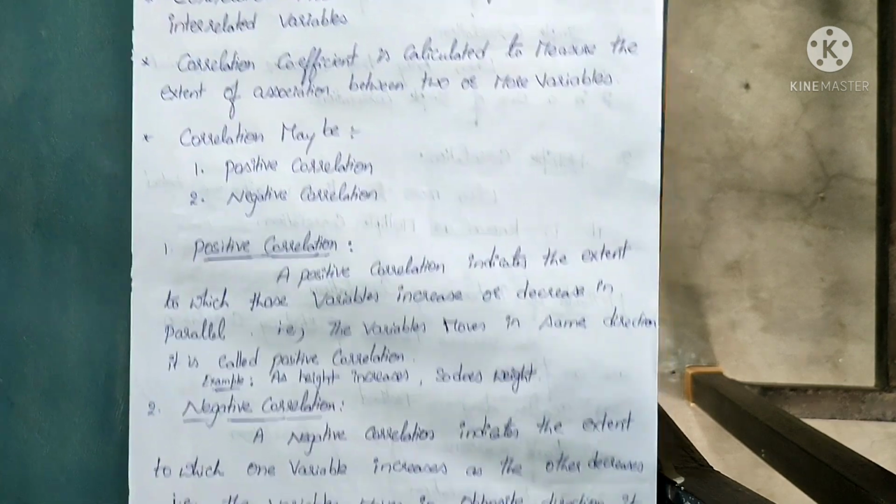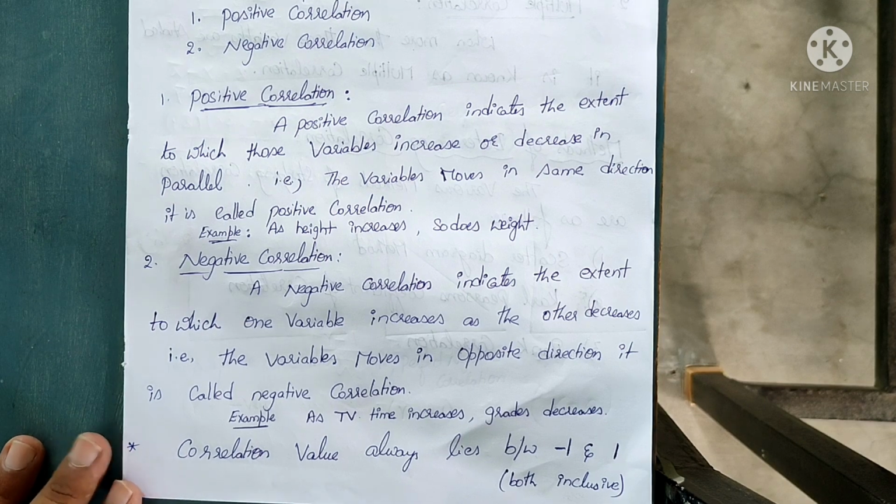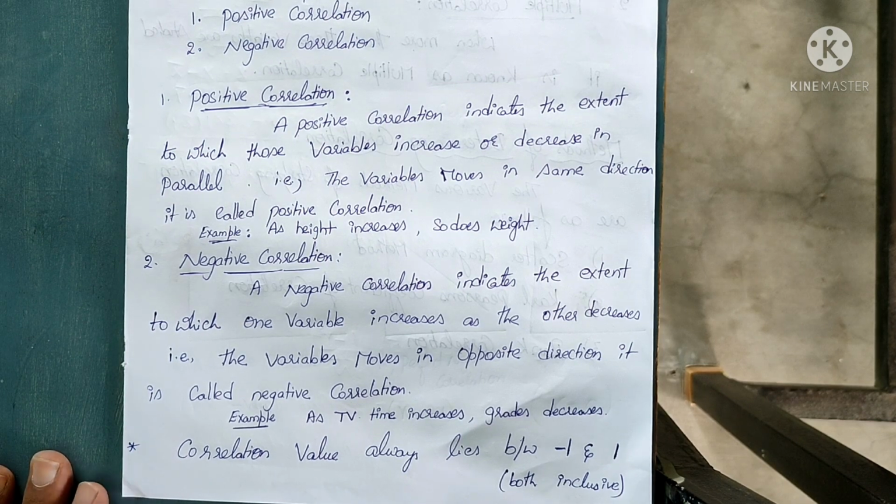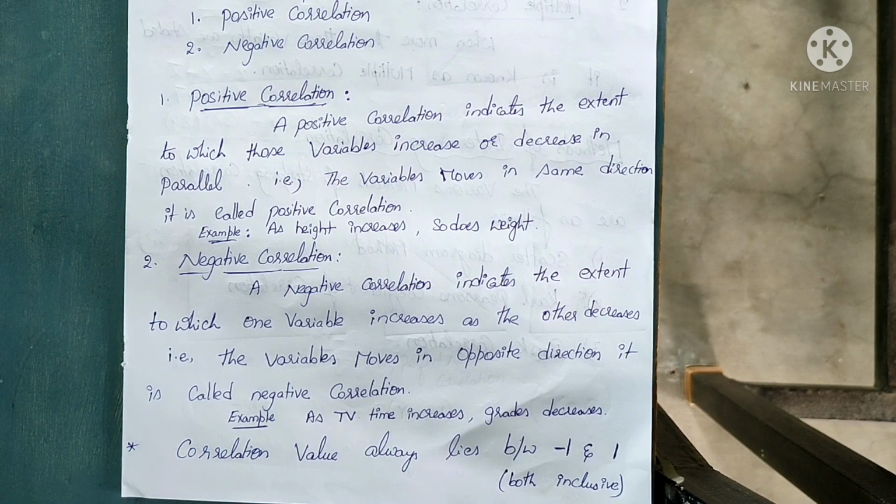Next, negative correlation. A negative correlation indicates the extent to which one variable increases as the other decreases. That is, if the variables move in opposite directions, it is called as negative correlation. For example, if you take two variables x and y, if x moves in the positive direction, then y moves in the opposite direction, that is negative direction. So such type of correlation is called as negative correlation. Example, as the TV time increases, the grades decrease.